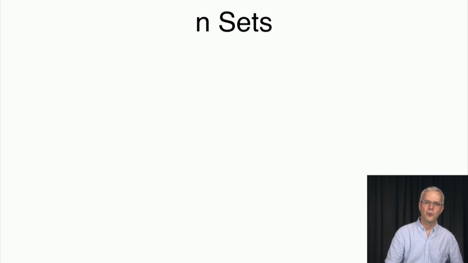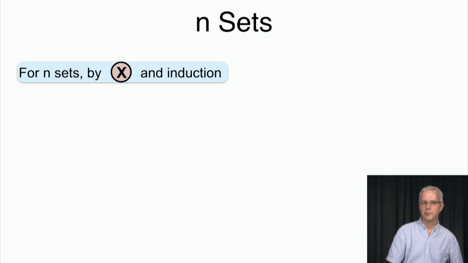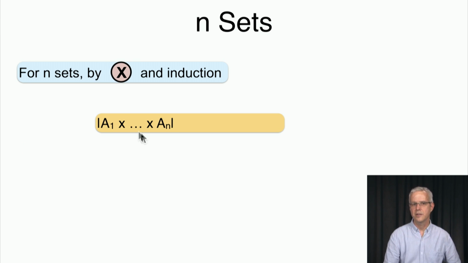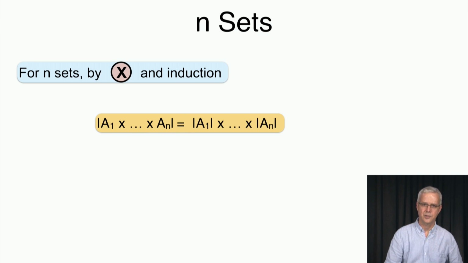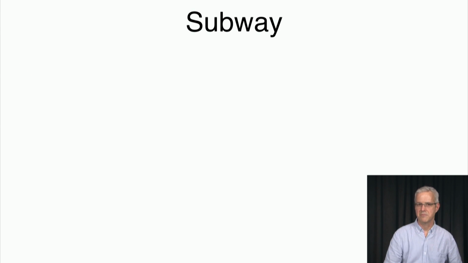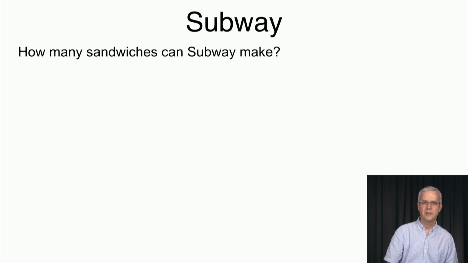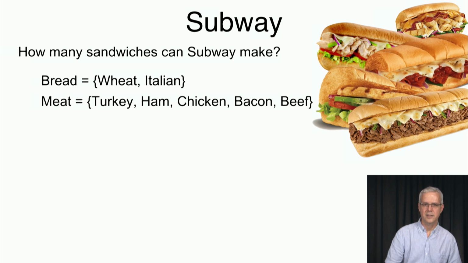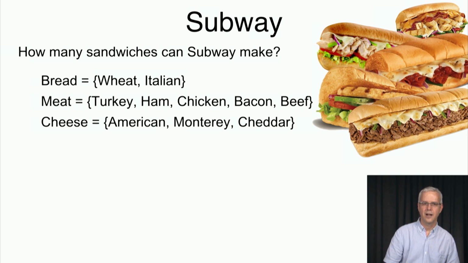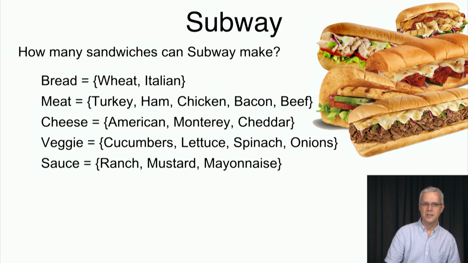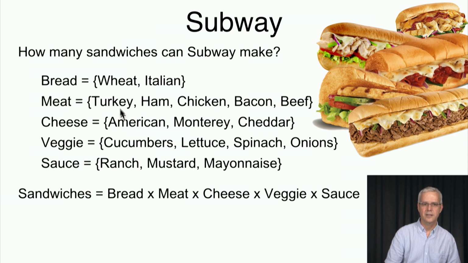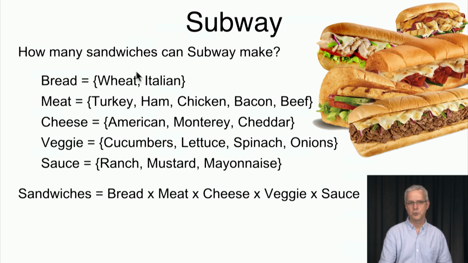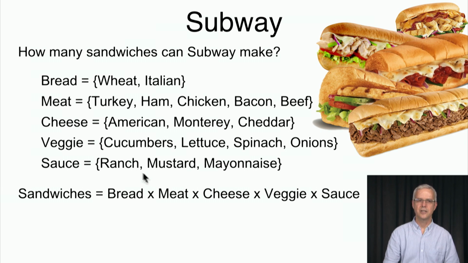So if you have n sets, then again you can use the product rule and induction. The size of A1 Cartesian product A2 up to An is just the product of the sizes. Here's an application of that. Suppose you want to go for lunch at Subway, and ask how many sandwiches Subway can make. Let's say they have 2 breads, wheat and Italian, 5 meats listed here, 3 cheeses, 4 veggies, and 3 sauces. And let's say you need to choose one of each: a bread and a meat and a cheese and so on.